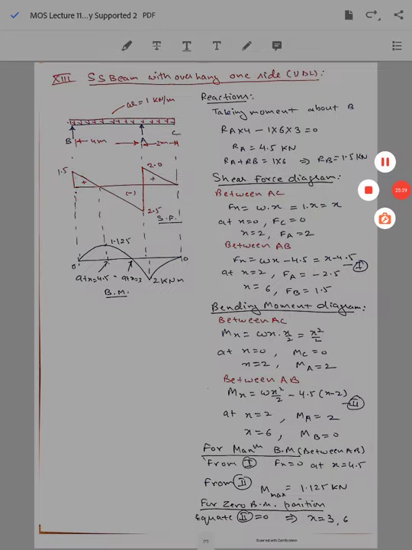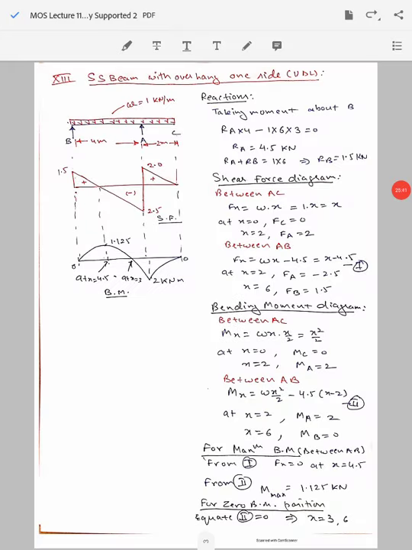Now we have another case of simply supported beam. This time the beam is not only having the overhang, but it is subjected to uniformly distributed load. The length of the beam is total 6 meter, and the distance between the supports is 4 meter, and the beam is supported at point A and point B, and there is an overhang portion AC which is of 2 meter length, which we can see from the figure. The beam is subjected to uniformly distributed load of W kilonewton per meter, which is 1 kilonewton per meter. The numerical value is given.